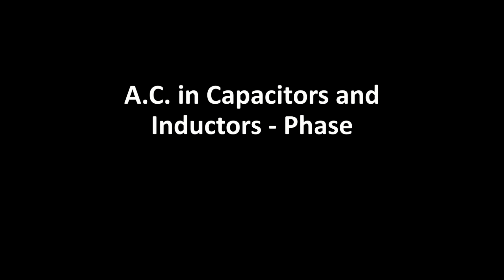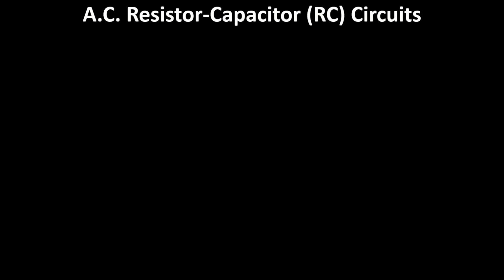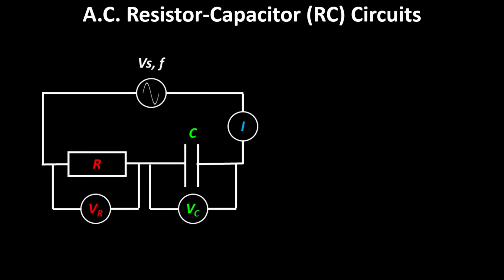Hi there. This is a video about AC and capacitors and inductors, and particularly their phase relationships and why they exist. So I'm going to start off looking at just a simple circuit that's got a resistor and a capacitor and an AC supply. And just a reminder that throughout this entire thing, all voltages and currents that I refer to are all RMS.